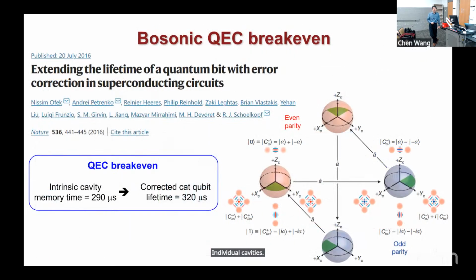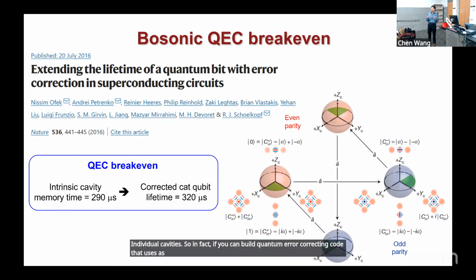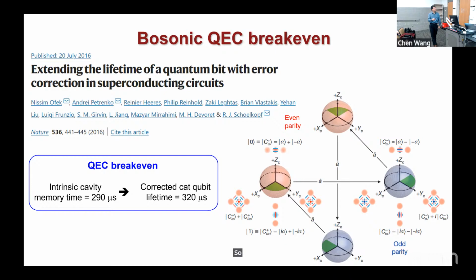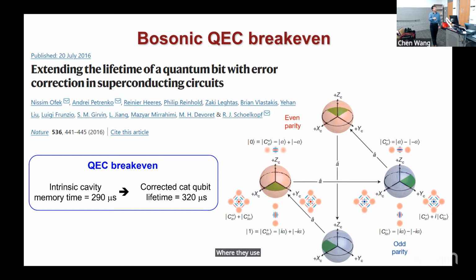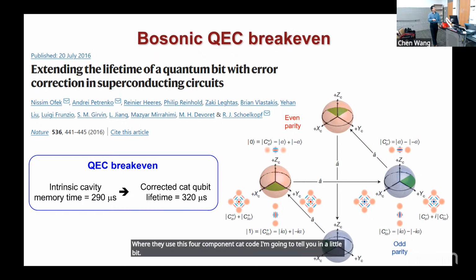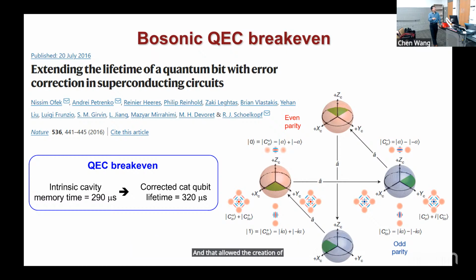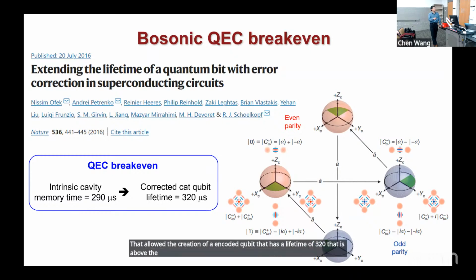So in fact, if you can build a quantum error correcting code that uses as few modes or as little hardware as possible, it makes it much easier to use error correction to improve the logical lifetime. So this was the first error correction experiment that reaches the quantum memory lifetime break-even. This was from Yale in 2016, where they used this 4-component cat code I'm going to tell you about in a little bit, that allowed the creation of an encoded qubit that has a lifetime of 320 that is above the intrinsic cavity memory lifetime of 290.